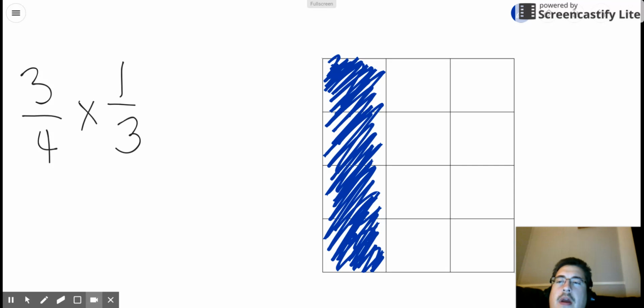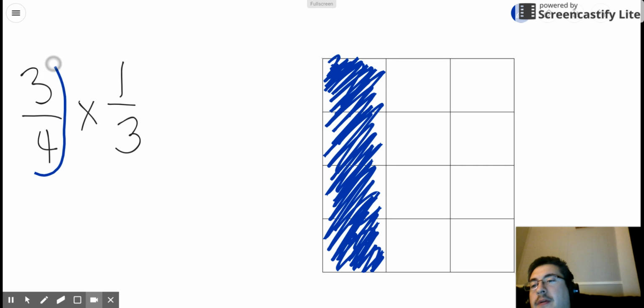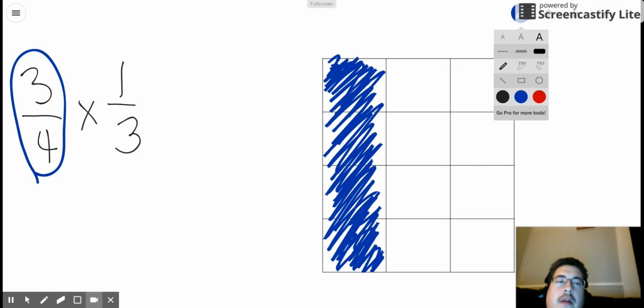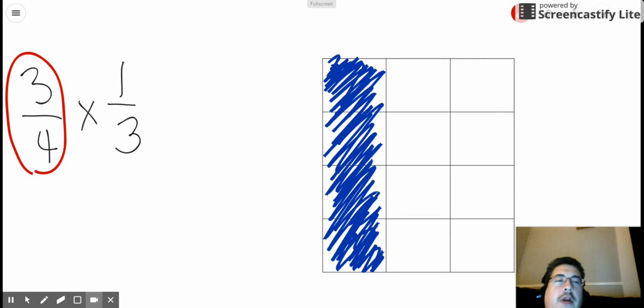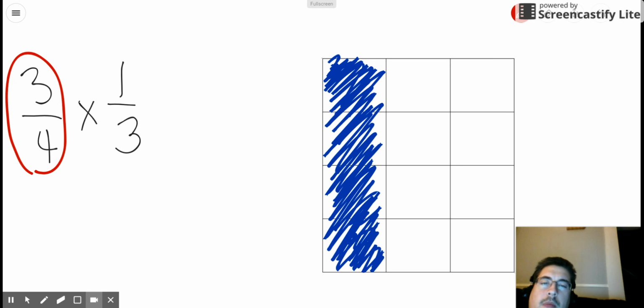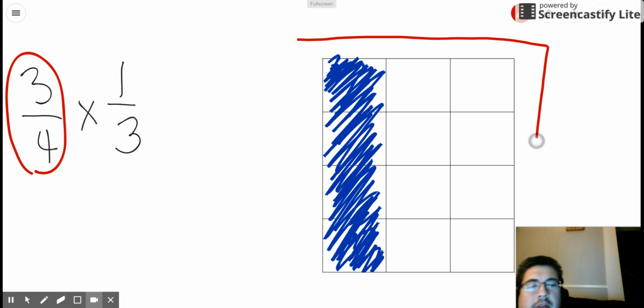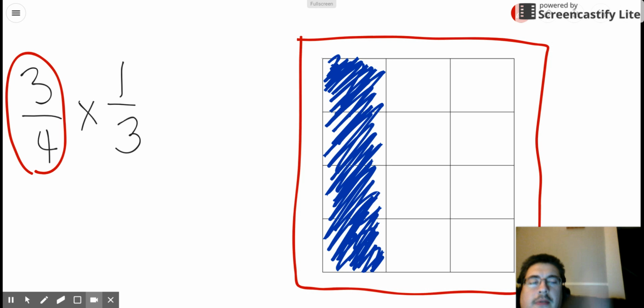And so now we have to pay attention to this 3/4 over here. And let's go ahead and circle that 3/4 in red. So now we're going to need to find 3/4 of the 1/3. If we look at our whole, remember that this whole rectangle is representing one. And when we looked at it from a vertical perspective, we saw that there were three columns, and we shaded one of those columns in to represent 1/3.